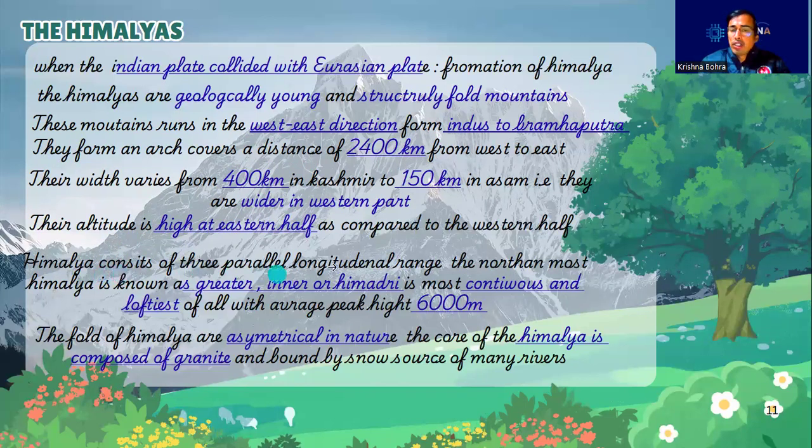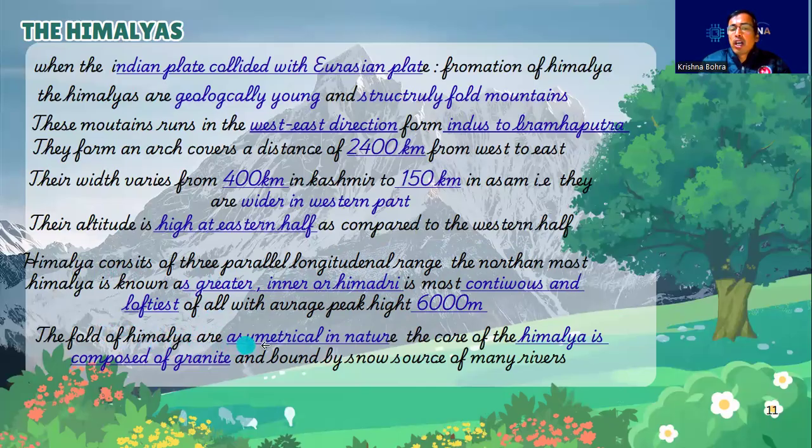So the Himalaya consists of basically three types of longitudinal ranges. The first one, on the northernmost side, is called Greater Inner or Himadri, the most continuous and loftiest of all mountains with an average peak height of 6,000 meters. And you can observe Mount Everest located in this particular mountain region.